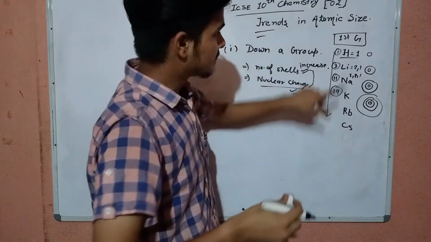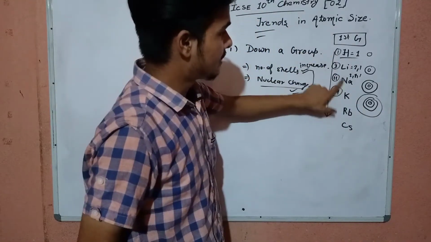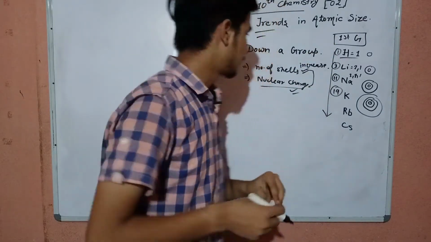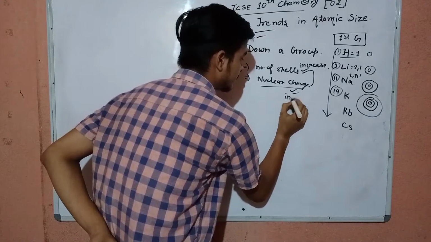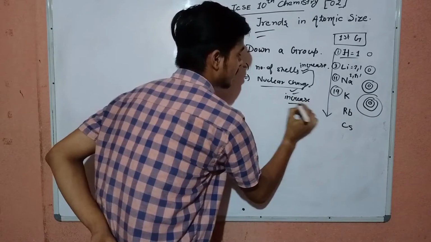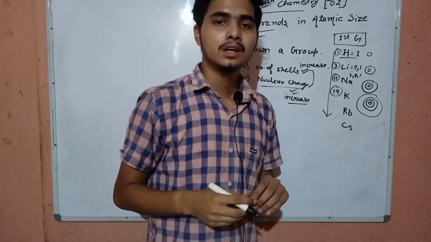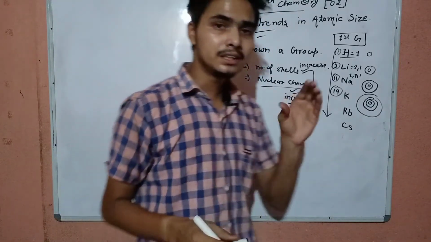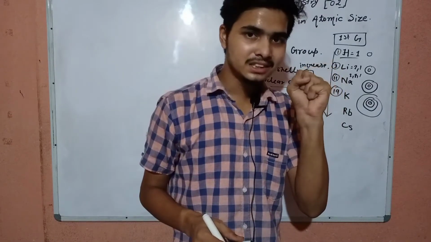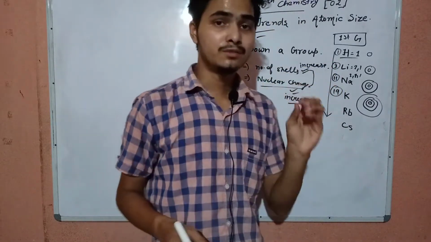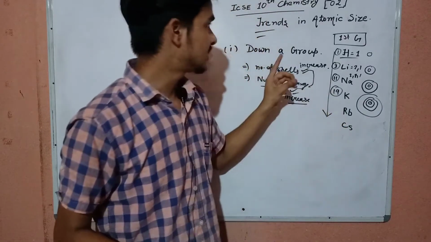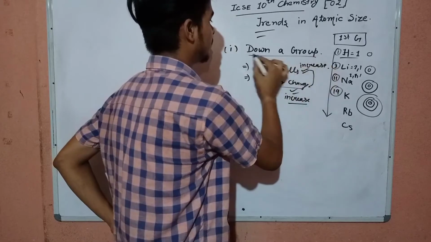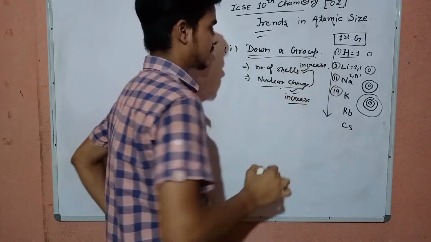The atomic number of these elements is getting increased. That means nuclear charge is also getting increased. Now you know that if nuclear charge increases, the atomic size decreases. So we have two factors when we go down a group: number of shells and nuclear charge.